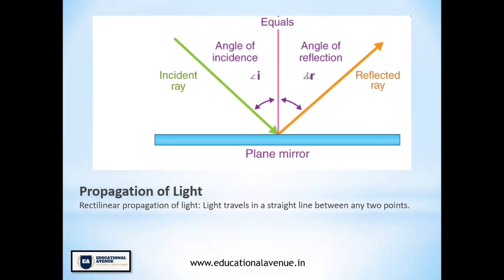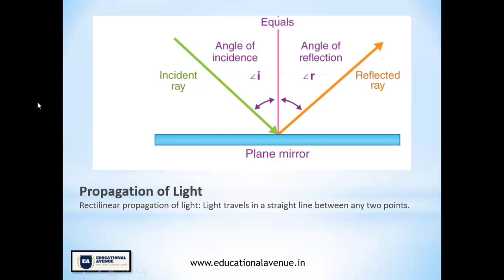So these two angles will be equal. Angle I will be equal to angle R. Suppose this angle I value is 30 degrees. So angle R will also be equal to 30 degrees. It's not like it's 25 and it's 20. It will never be like this. Okay, so the two laws that you have to write here.